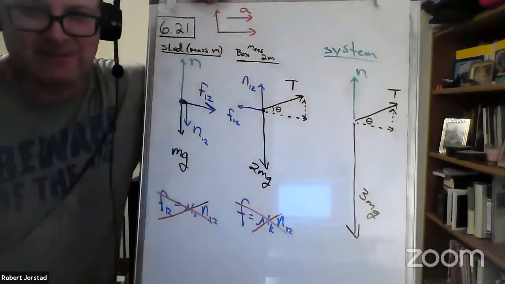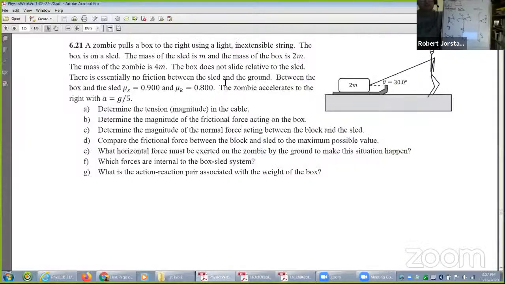Let me go into here. I really am trying to help you with this. Take a look. It says the box does not slide relative to the sled, but it doesn't say it's about to slip. Do you see that?